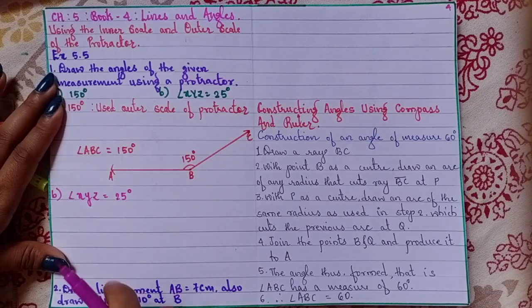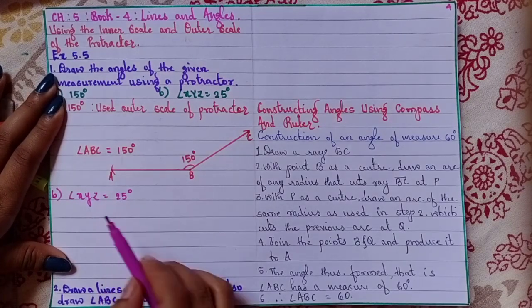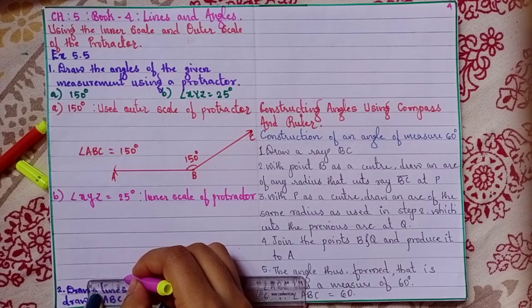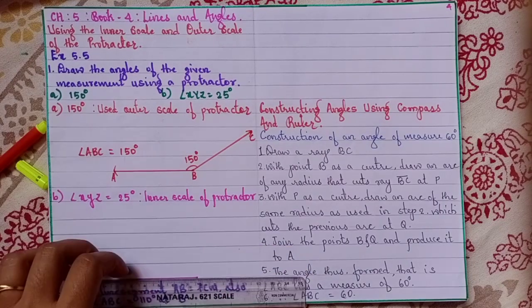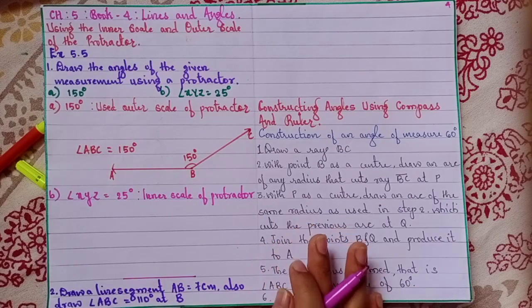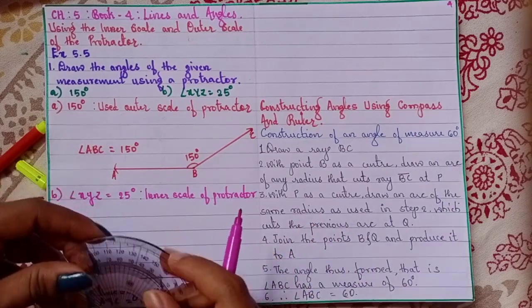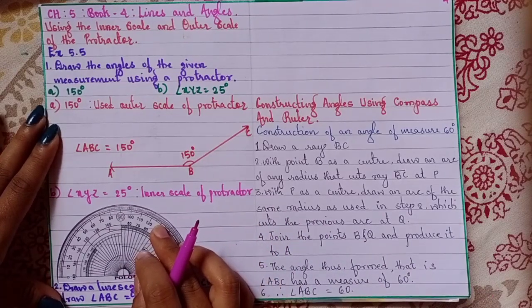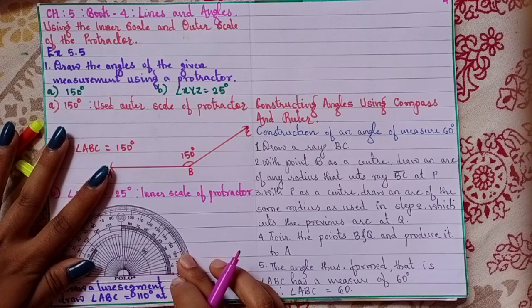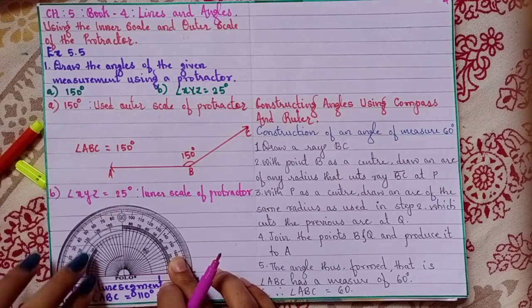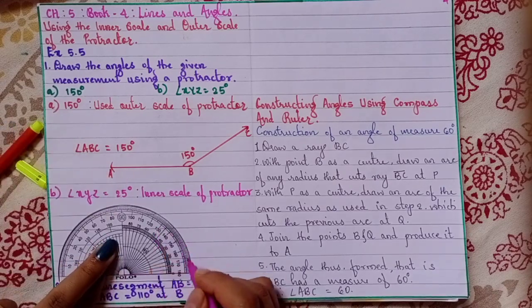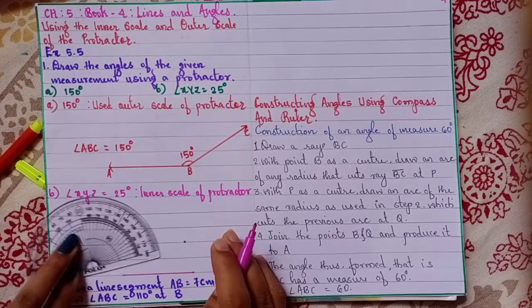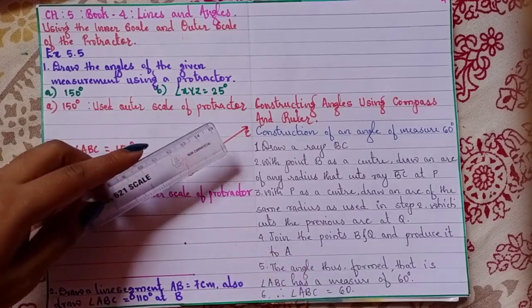Now we'll solve the second example by using the inner scale of the protractor. First, let's draw a line segment of any length. Now, as we are going to use the inner scale and our angle will face the right side, we have to keep the protractor to the left side, adjust it. Now, find the inner scale. Here completes 20 and here 25, so just mark there, and now join the points using a ruler.